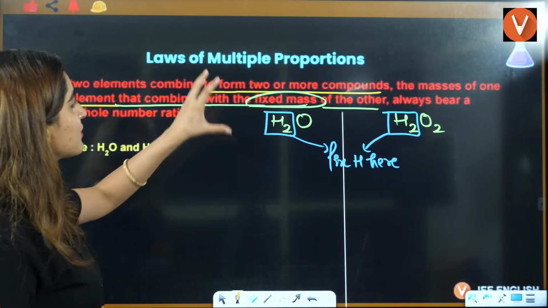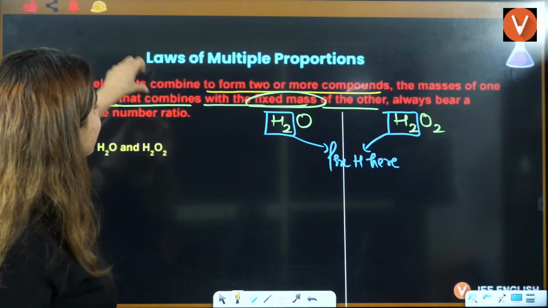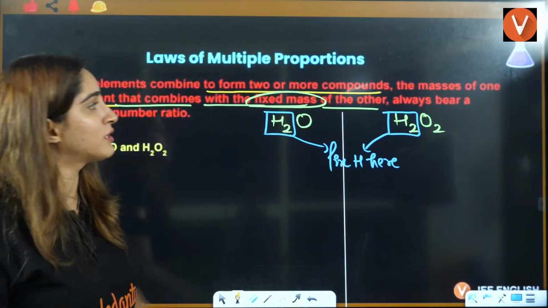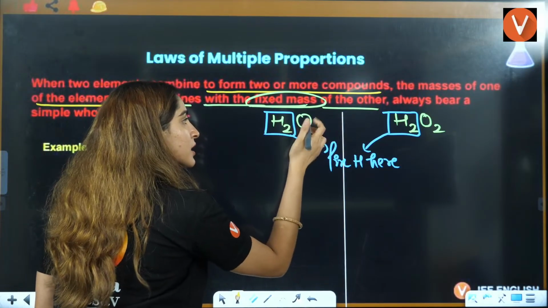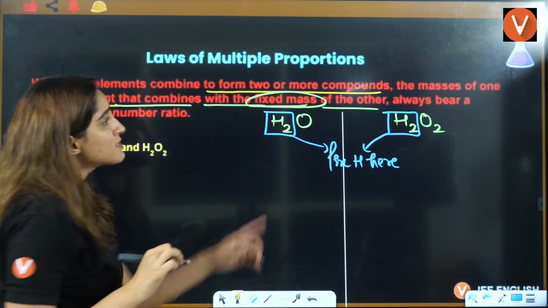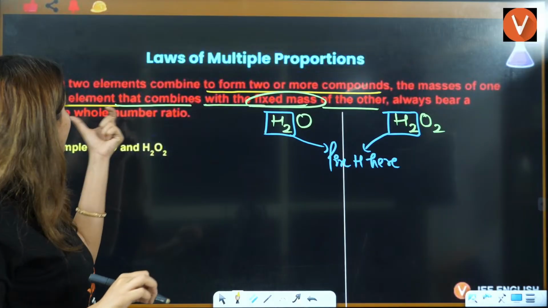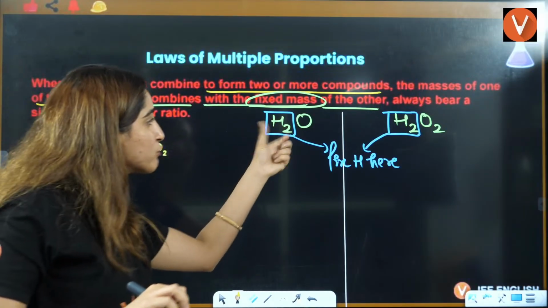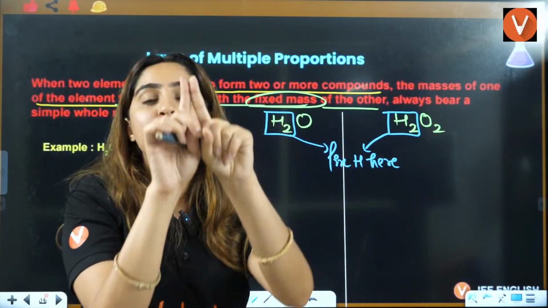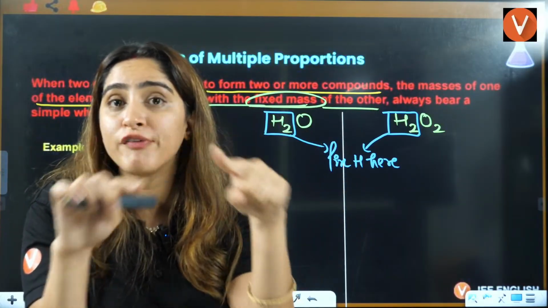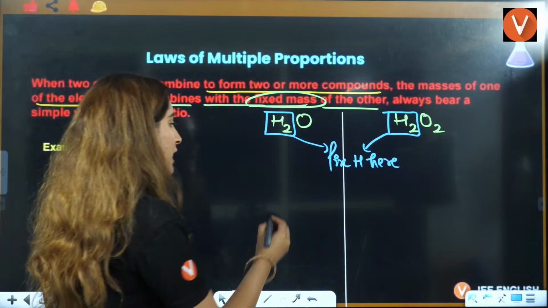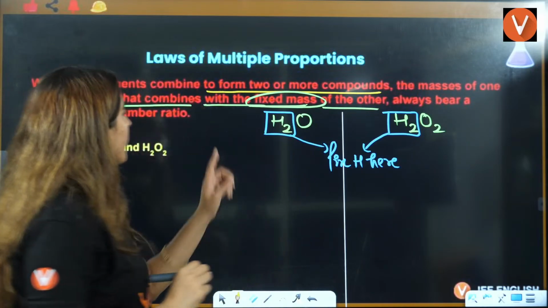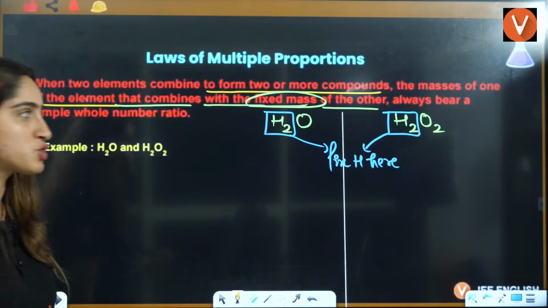So they are saying that the masses of one of the elements that combines with a fixed mass of the other. That means this is a fixed mass of the other, and this is one of the elements. Out of hydrogen and oxygen, the one element that does not have a fixed mass is oxygen. So the ratio bears a simple whole number ratio.